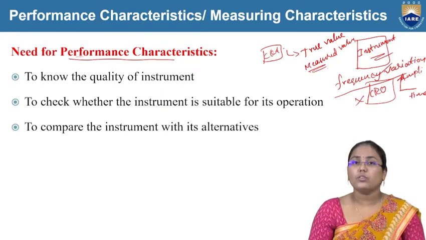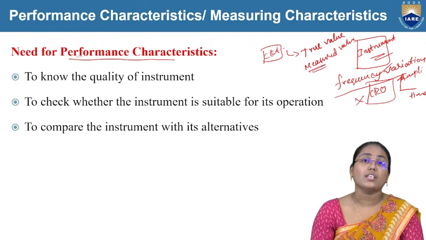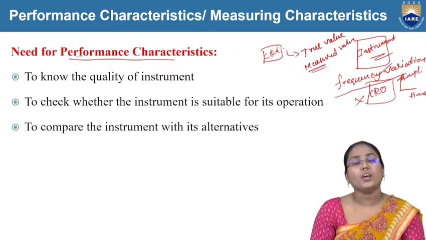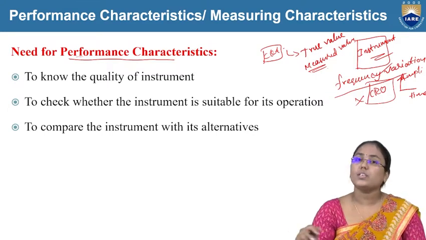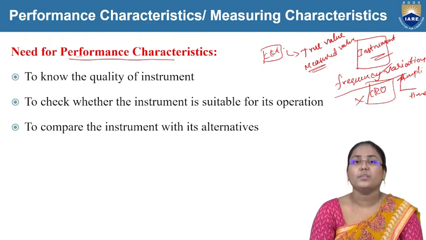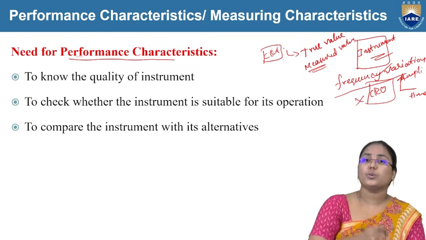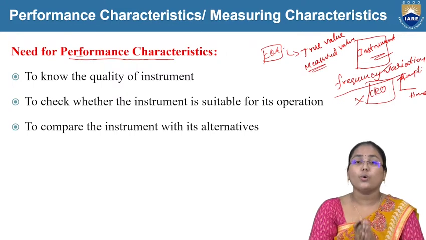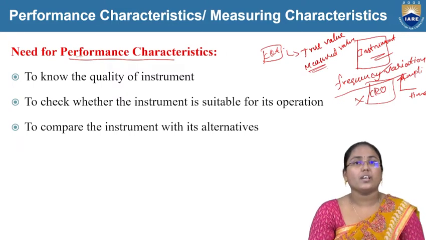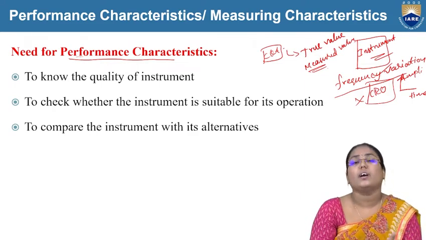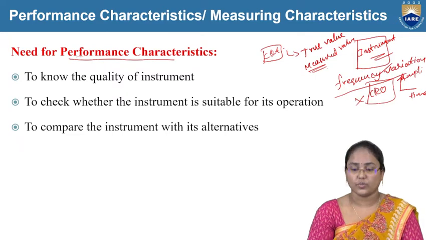At that time, we should be able to choose a particular instrument which has very high accuracy, that is, where there is a minimum deviation from the true value. So in order to compare with its alternatives, we need to perform the performance characteristic measurement. Then we can choose whether to use this instrument or another instrument. It is based upon how accurate it is, how much error, how much resolution, how much precision, and how the static and dynamic characteristics of the particular instrument are.